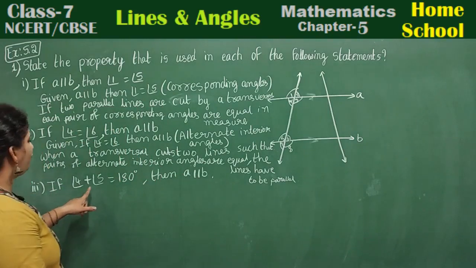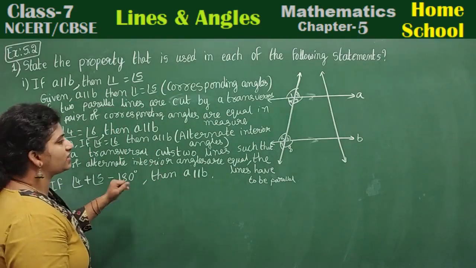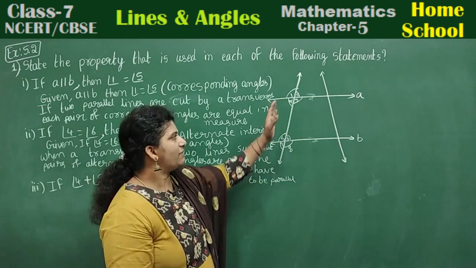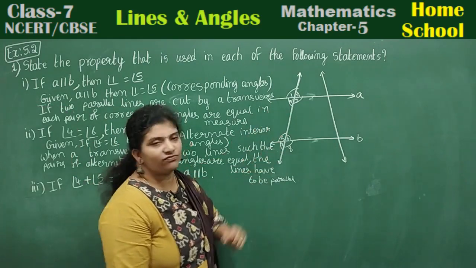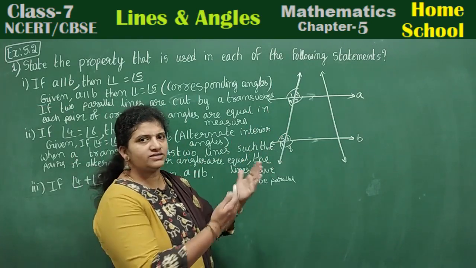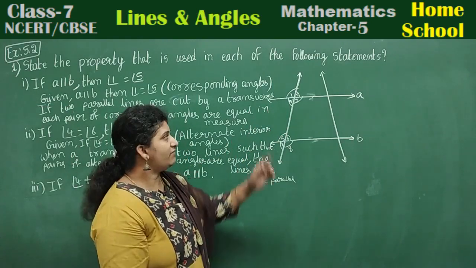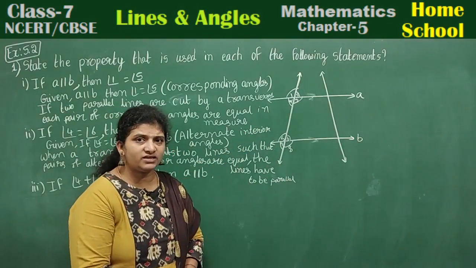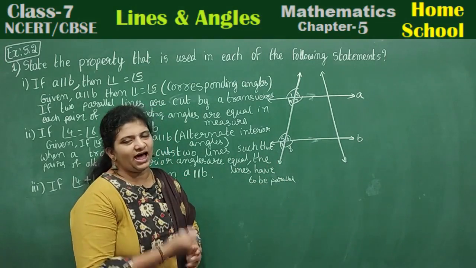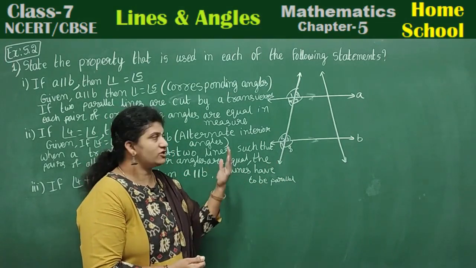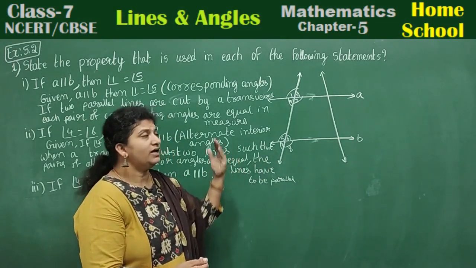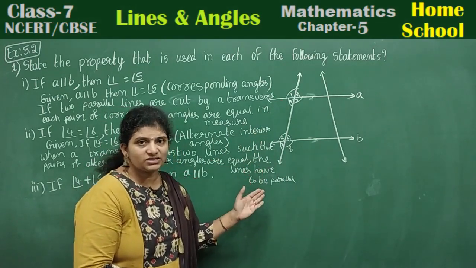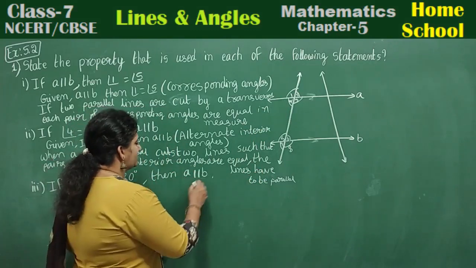If angle 4 plus angle 5 is equal to 180 degrees, then A parallel to B. Observe here, angle 4, angle 5. What are these? They are on same side of the transversal. And we are saying sum of these angles. By which property we can say this? Co-interior angles. The angles which are on same side of the transversal, interior we are talking, these two angles. So we say them as co-interior angles.